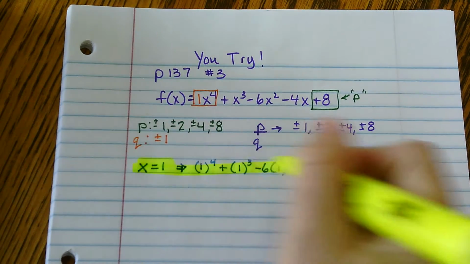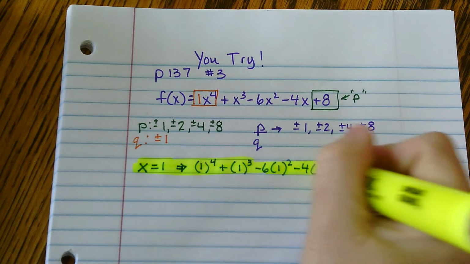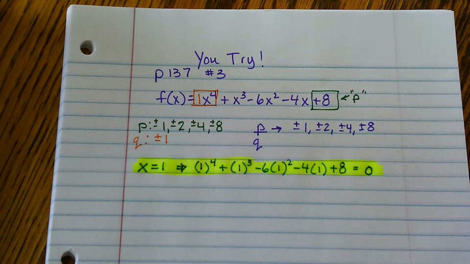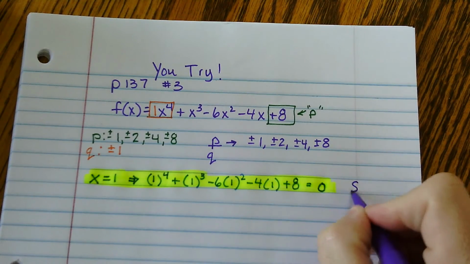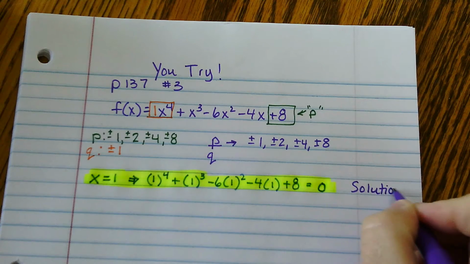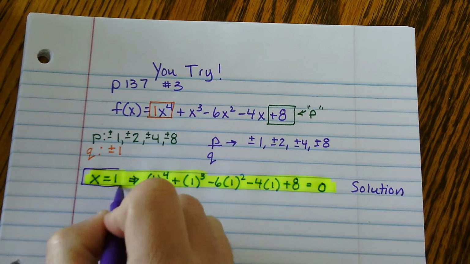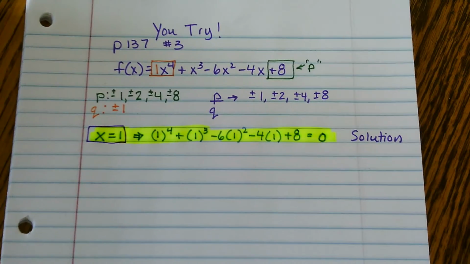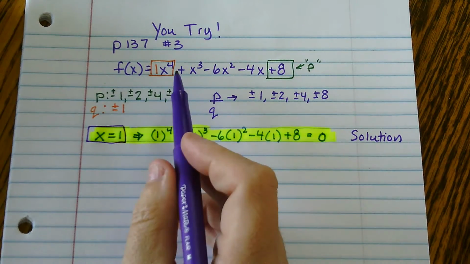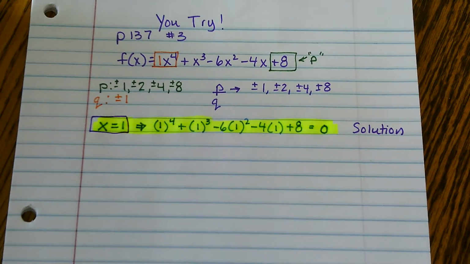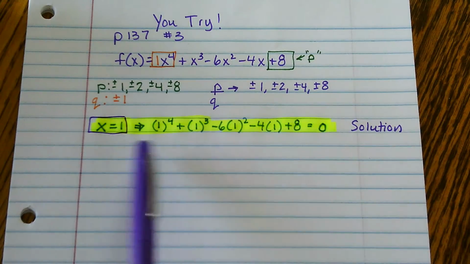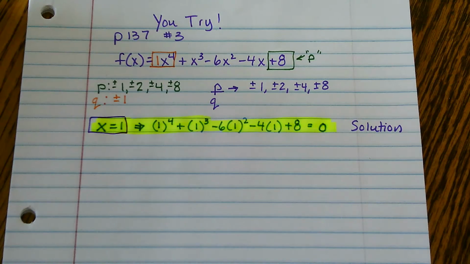We know it's a solution because the outcome is 0. That means there's no remainder, and that means it's a factor. Okay, that's factor theorem. So this is a solution. Our solution is literally x equals 1. That's an answer. That's a spot where if we go to sketch this, this is going to have a place on our graph. Now I'm going to pause this, and when I come back, the rest of these will be tried, and we'll figure out what the solutions are.